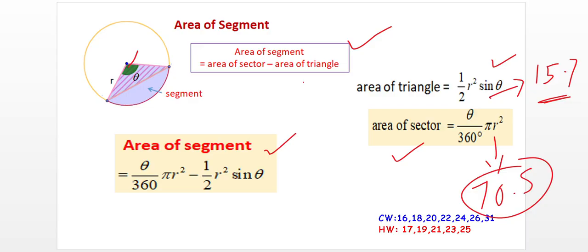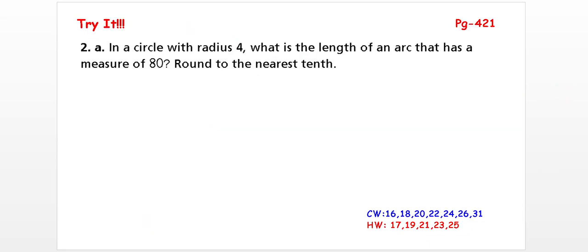So this shows that we do not have a direct formula for finding the area of the segment. It's going to be a 2 or 3 step problem. In step 1, you will find the area of the sector. In step 2, you will find the area of the triangle. And then in step 3, you will subtract them. Clear? Now let's solve some questions from the book.